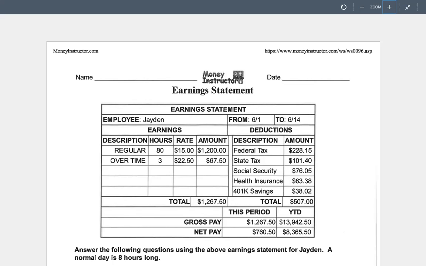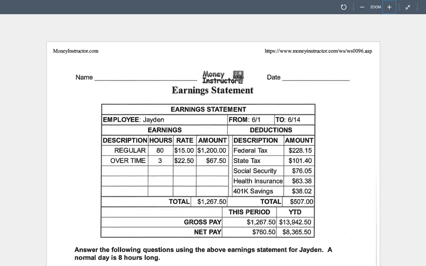Your gross pay is simply taking your rate of pay, multiplying it by the hours you worked, and that's your money. And for this case, Jayden, for his 83 hours, whether it was $15 an hour or $22.50 an hour, for those 83 hours, he was paid $1,267.50. That was his total. So this is called your gross pay.